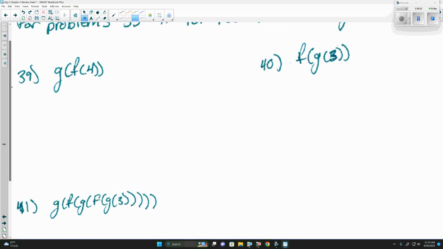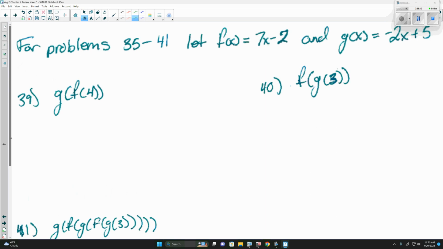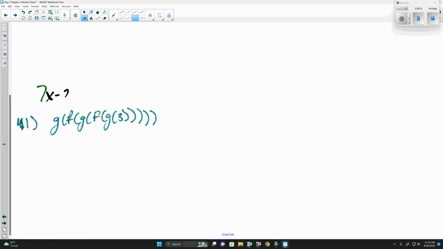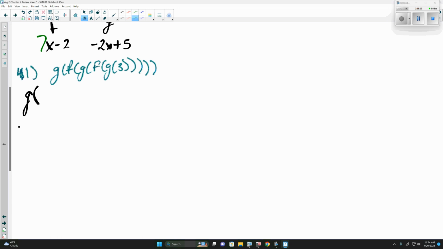39 through 41. So this time, instead of using x, we're using a number. Do we want to look at 39, 40, or 41? 41. 7x minus 2 is our f. G is negative 2x minus 5, or negative 2x plus 5. So with any of these here, we always work from the inside out. So we're just doing the same process again and again till the very end. So the first thing we're looking at is g of 3. So we're going to plug 3 into g of x.